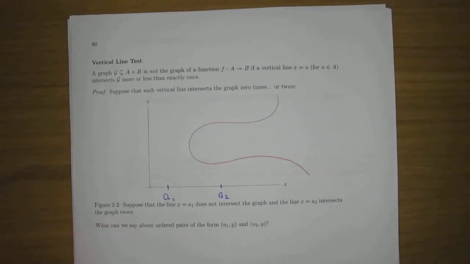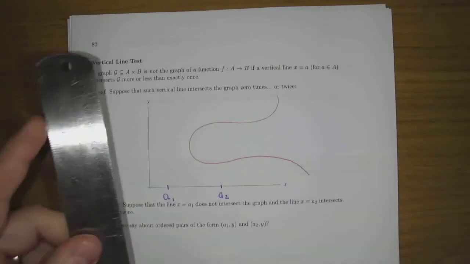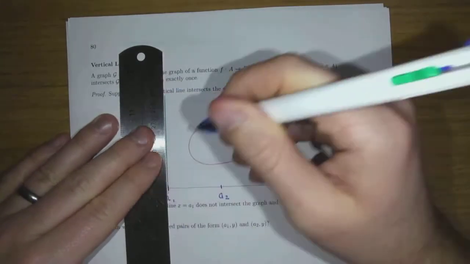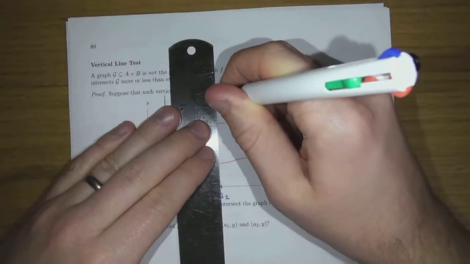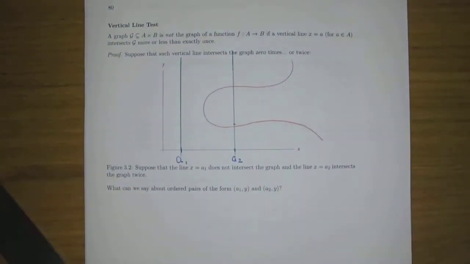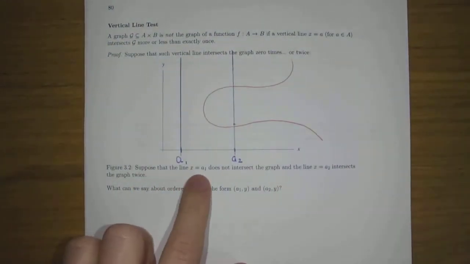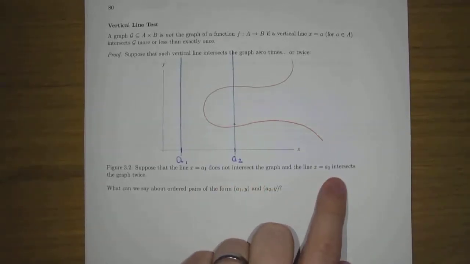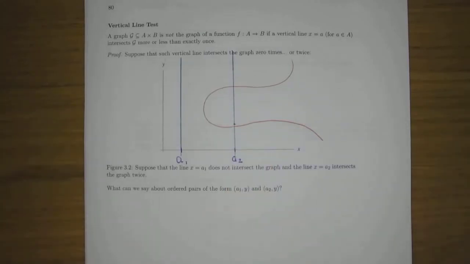And you can test it using something called the vertical line test. So let's draw these vertical lines. There's this one, and there's this one. Suppose that the line x equal to a1 does not intersect the graph, and the line x equal to a2 intersects the graph twice. So you can see two points. So what can we say about these points?